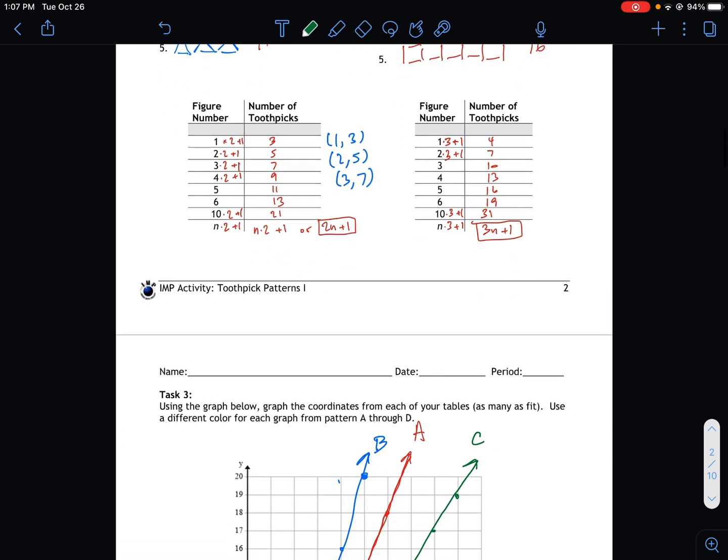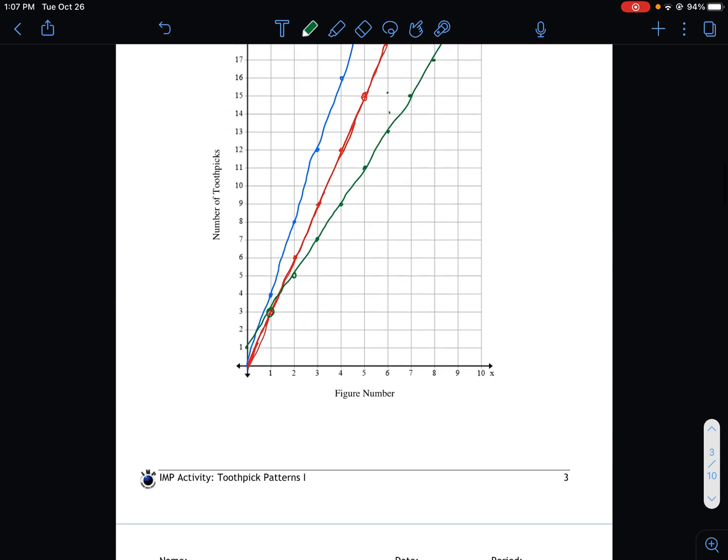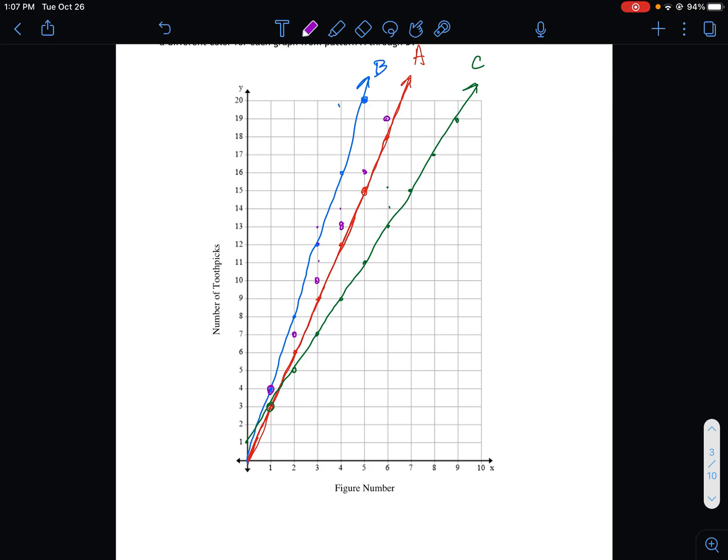Let's do our last one. We start off with 1, 4, 2, 7, 3, 10. If I remember, it's like adding 3 toothpicks each time. 1, 4, which overlaps. 2 and 7. 3 and 10. And I'm adding 3 more toothpicks, so I go up 3 and over 1. Add 3 more toothpicks, go over 1, add 3 more toothpicks, and go over 1. So my line ends up looking something like this. And that is line D.